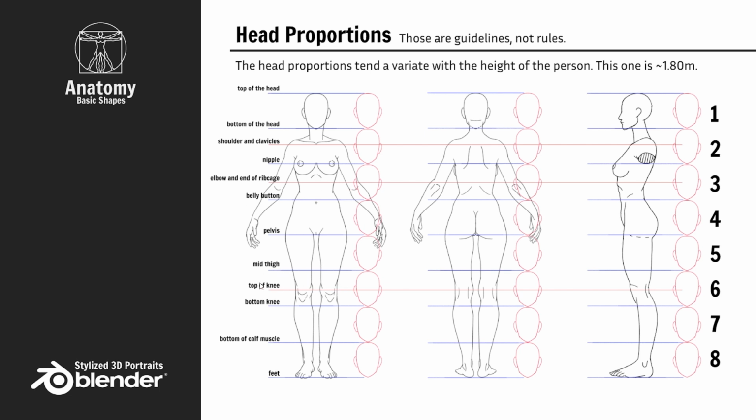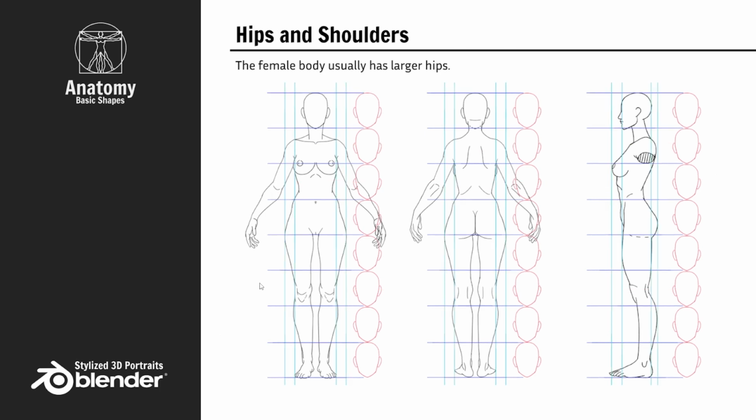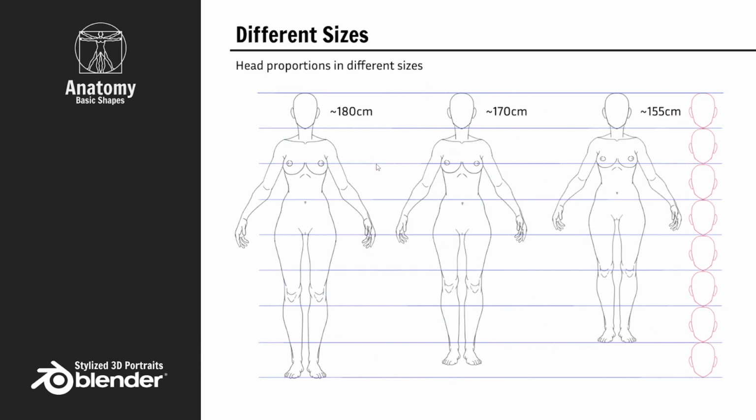For the female anatomy, which is the one we are studying, the hips are as wide as the shoulders. And as I said before, people have different sizes, and that changes the head numbers. 8 heads is a person that is more or less 180 centimeters. Fewer heads, shorter the person. When I start to model, I usually make all 8 heads and scale the body in the end.